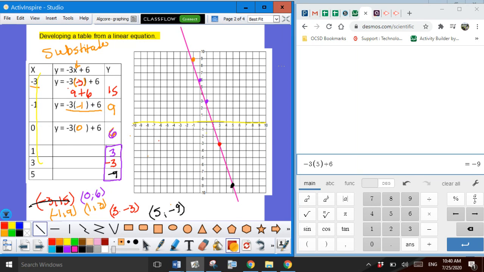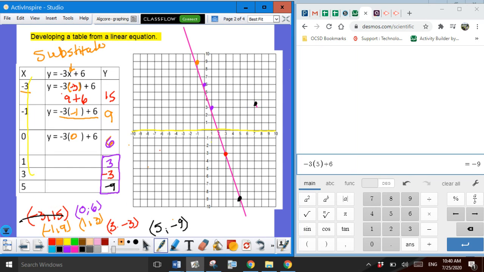Okay, and I'm going to draw the line. I'm going to draw one solid line through there because linear equations make a straight line. If there was a point that showed up over here, then I know something would be wrong. This point would not be correct.